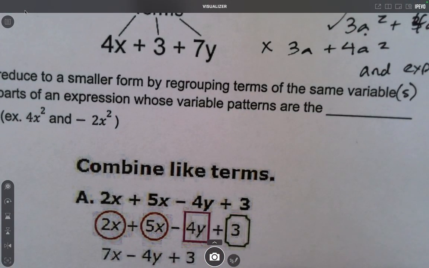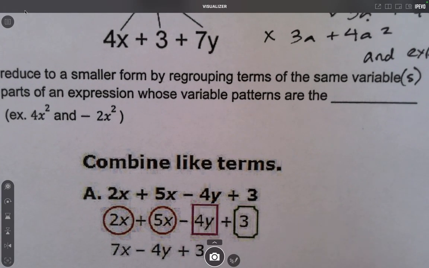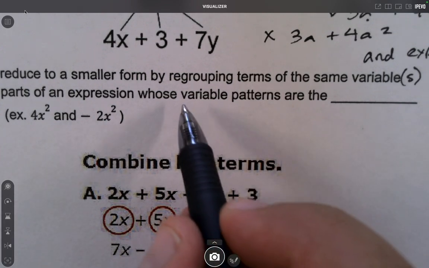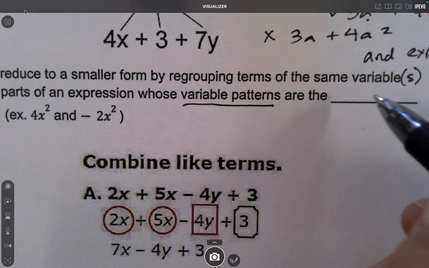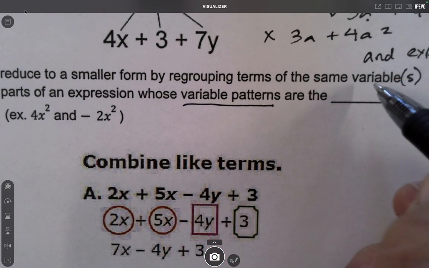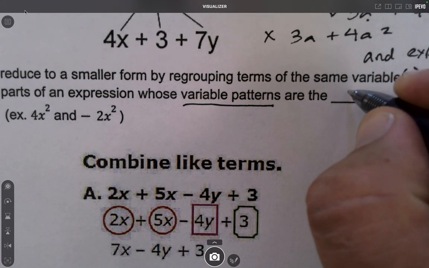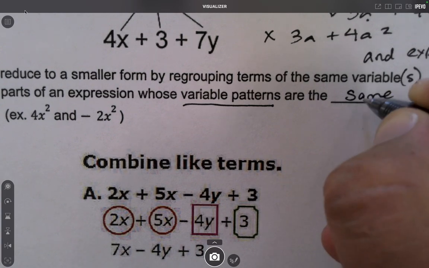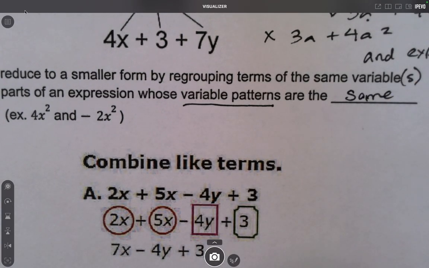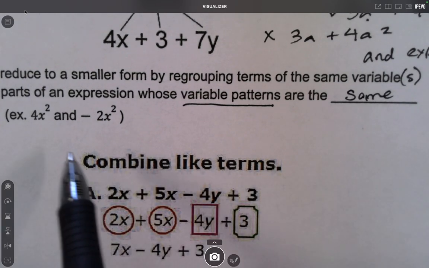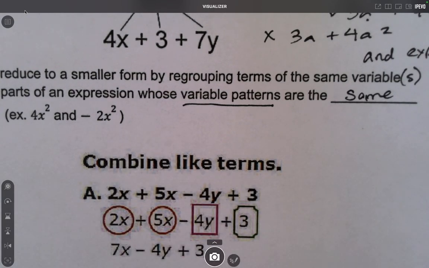So like terms are parts of an expression whose variable patterns are the same. The variable patterns is really what I was trying to describe up here, having the same variables and the same exponents. So variable patterns means same variables, same exponents. And there's another example of two like terms.